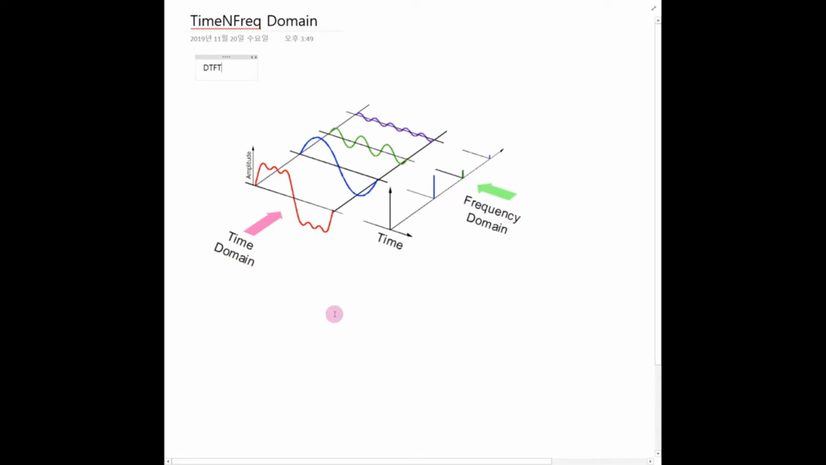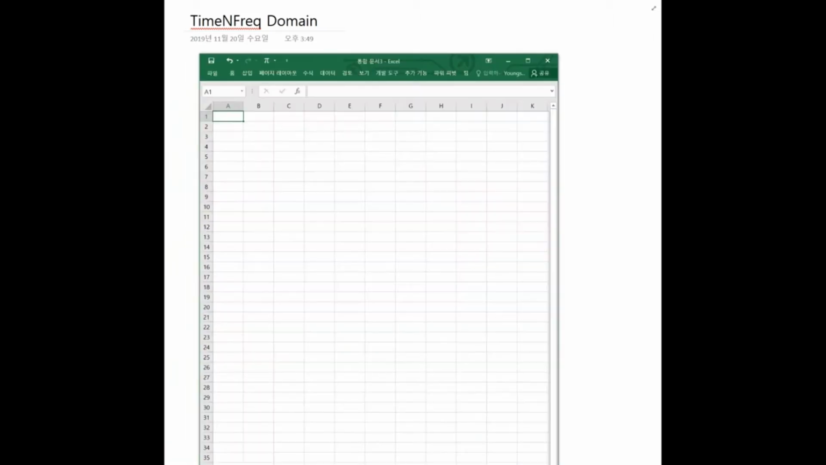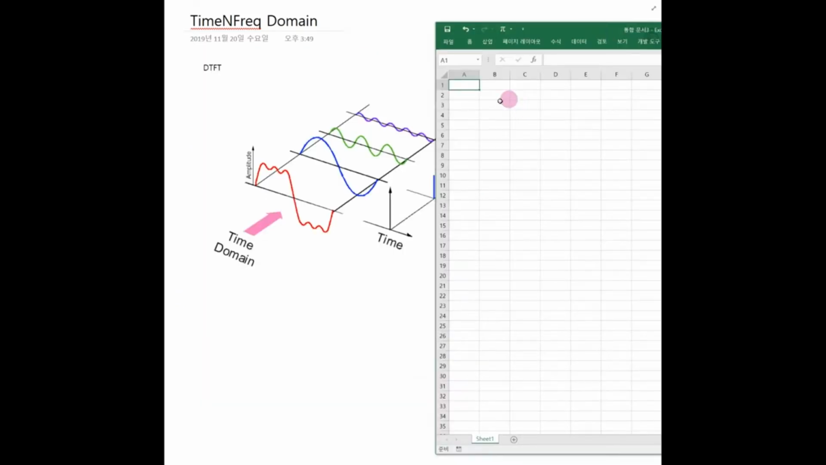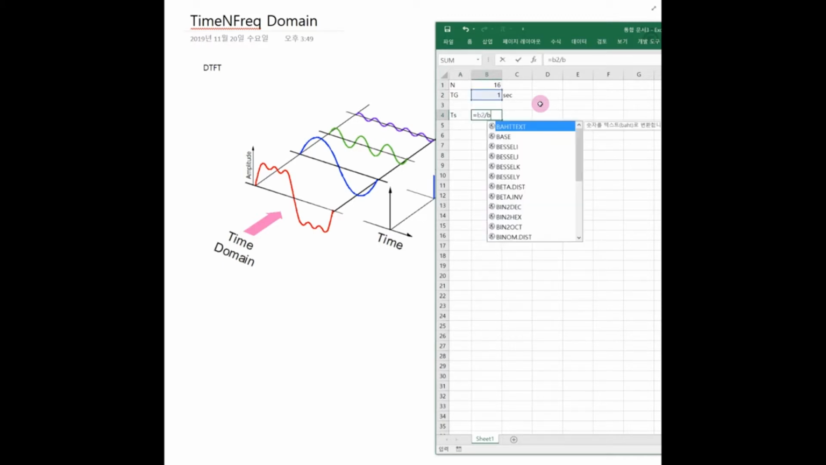For a more practical understanding, let's do an example using Excel. To sample this LED waveform, we can assign the number of samples. At this moment, the number of samples is 16, and the gating time is 1 second. Then the sampling period is P2 over P1 seconds.